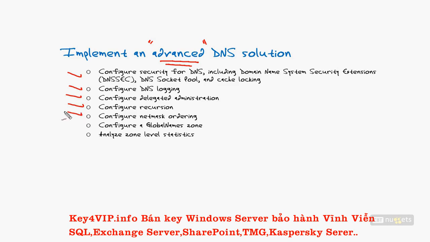why netmask ordering can be useful when I start doing load balancing and round robin of different servers, where a global names zone can come in handy with WINS servers, and then also a couple of the commands that you should be aware of for analyzing those zone level statistics. So it is with this that we actually conclude our look at the Active Directory stuff and at the network services portion of this 70-412 exam.